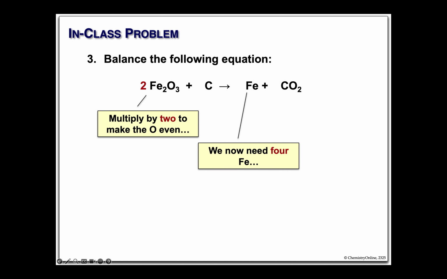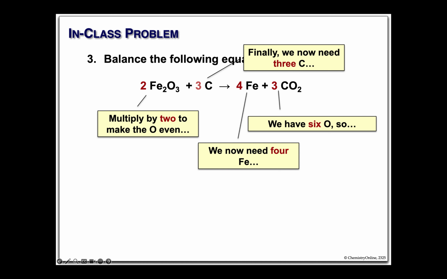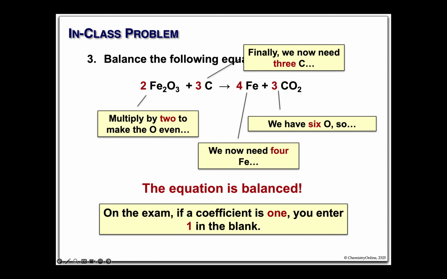that to a 4. We also introduced 6 oxygens. When we did this, we only had 2. We need a 3. And finally, by sticking our 3 in here, we need 3 carbons. And by George, I think we balanced the equation. Now, on the exam, just like on Blackboard, if a coefficient is 1, put a 1 in the blank. Any questions?